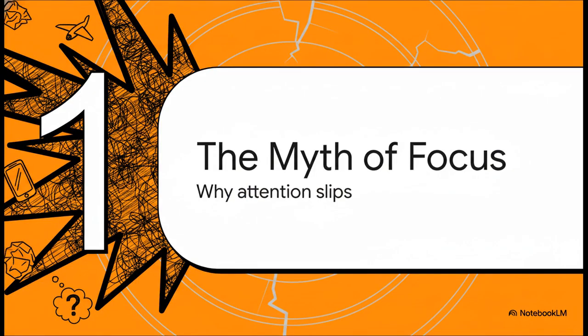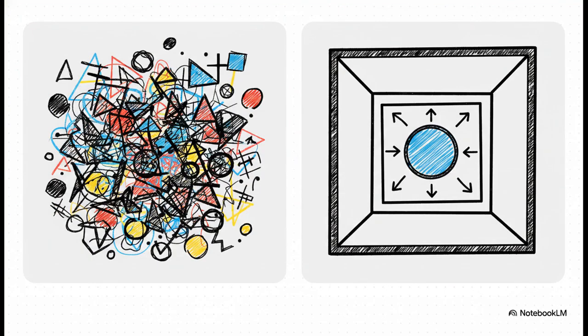All right, jumping into section 1, the myth of focus, and exactly why attention slips. Focus is incredibly fragile. It breaks so easily when a room sends mixed signals. We really need to stop blaming students for being distracted and start figuring out what in the physical room is literally producing that distracted feeling.